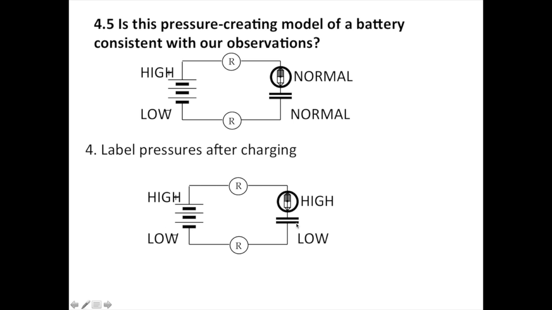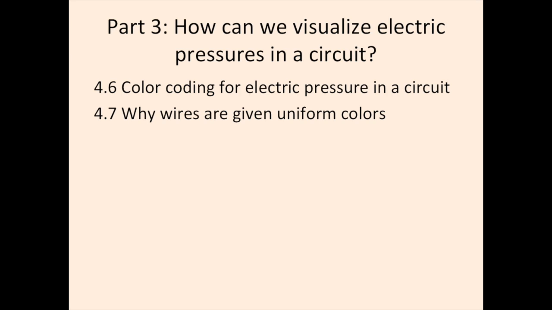The bottom plate eventually, so as charge is leaving the bottom plate, the pressure is getting lower and lower and lower. Eventually, it will be the same lowness as the negative terminal of the battery. And at the point when you get to the point where there's no difference in pressure, the charge is not going to move, because remember, it's the difference in electric pressure that causes the movement.